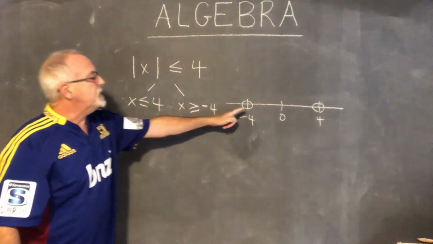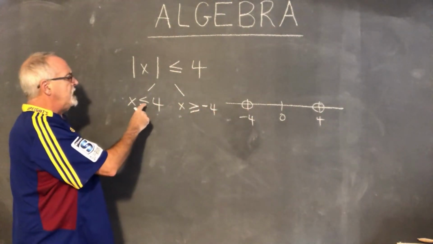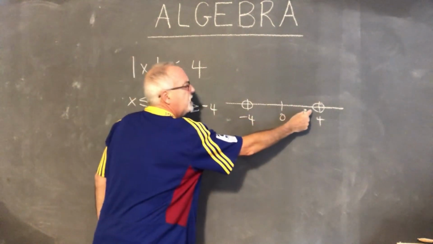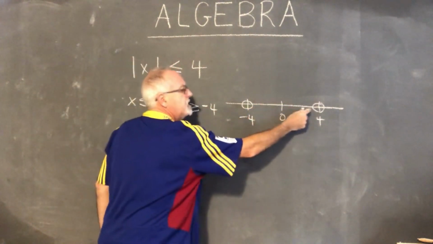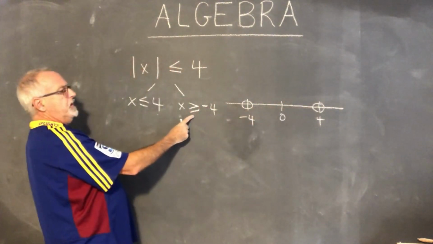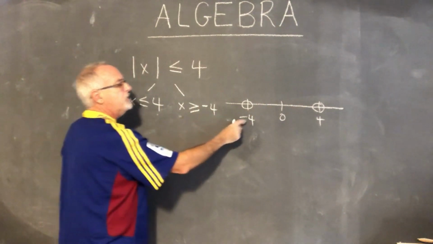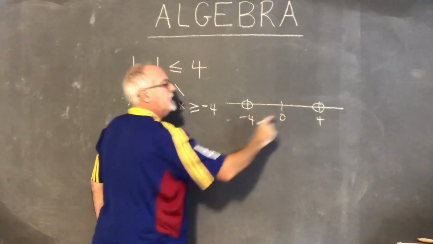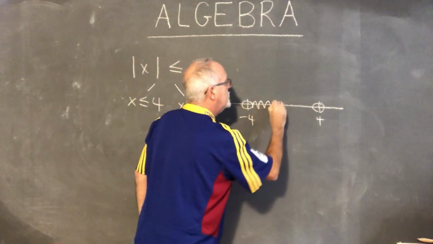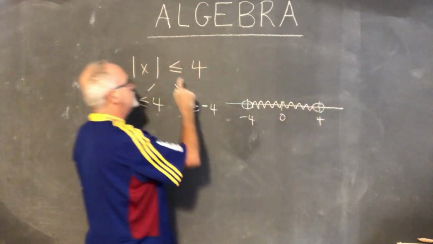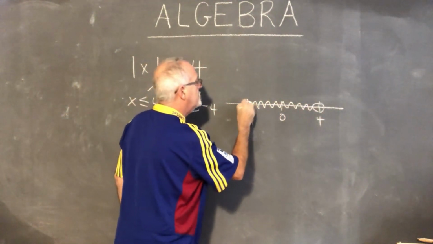We also expect to shade in between them. Does this make sense? The values that are less than or equal to 4, well, yes, they'll be over here, shading to the left of the 4. But the values that are greater than or equal to negative 4, that's also here. We're shading to the right of the negative 4. So we're shading in between these. And because of the or equal to, we're filling them in.